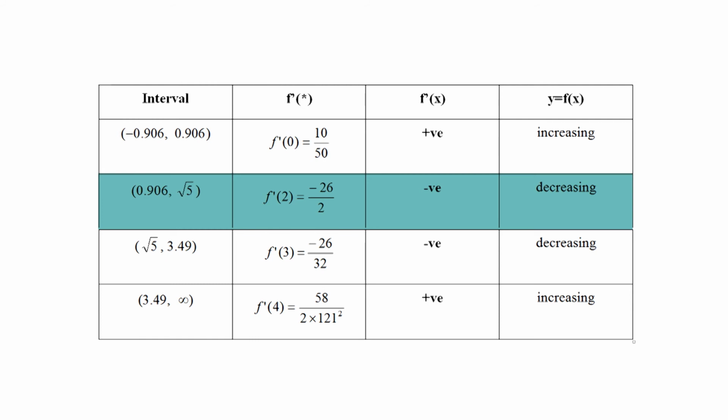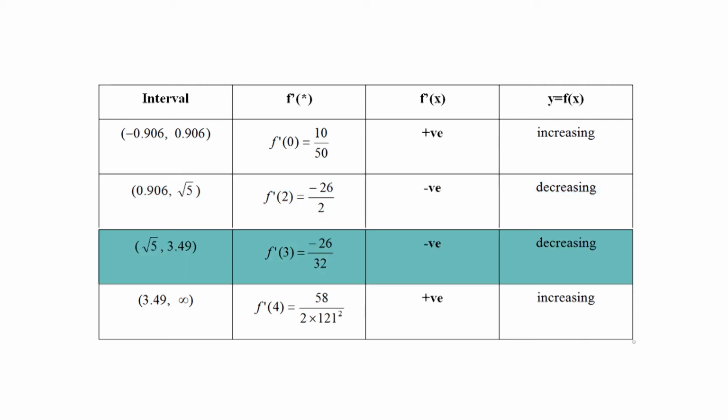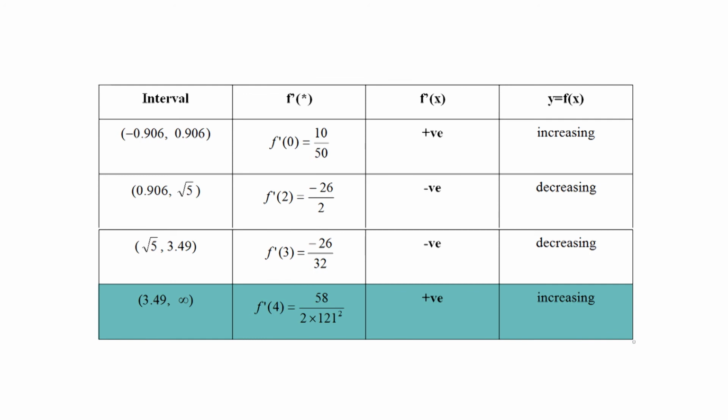In the interval 0.906 to root 5, f dash of 2 is minus 26 by 2, which is negative, and hence f dash of x is negative, and hence y is decreasing. In the interval root 5 to 3.49, f dash of 3 is minus 26 by 32, which is negative, and hence y is decreasing. And in the interval 3.49 to infinity, f dash of 4 is 58 by 2 into 121 square, which is positive, and hence y is increasing.